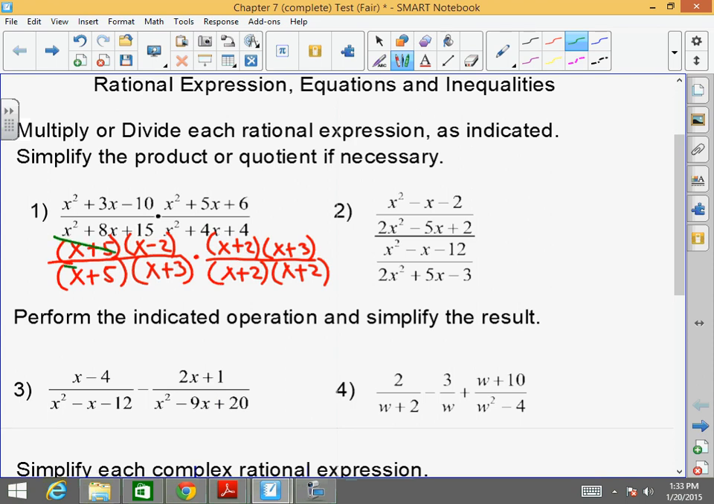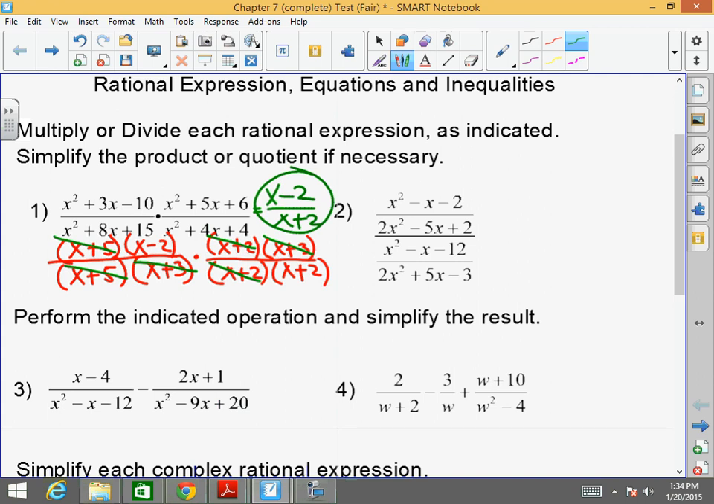The x plus 5s cancel, my brothers. The x plus 2s cancel, my brothers. The x plus 3s cancel, my brothers. And I am left with x minus 2. That came out messy. Let me rewrite that nicer. x minus 2 over x plus 2. Done. That's it. It's over.